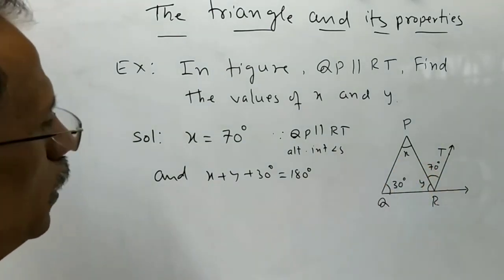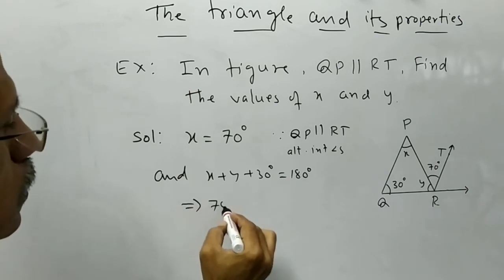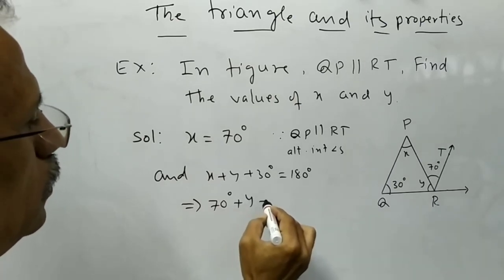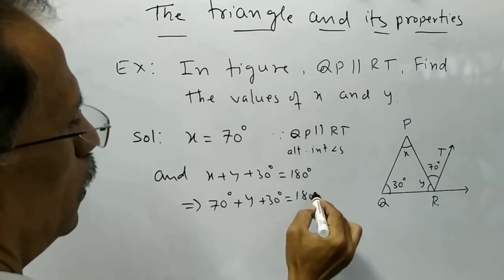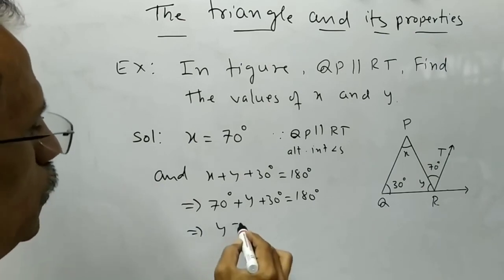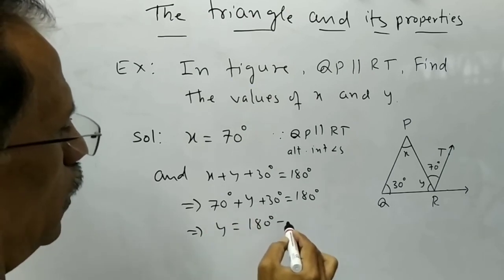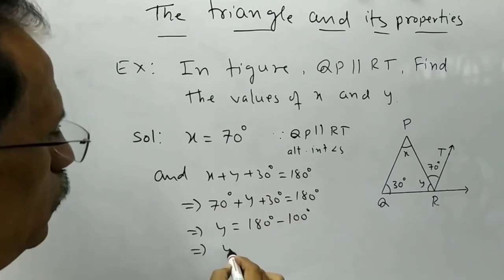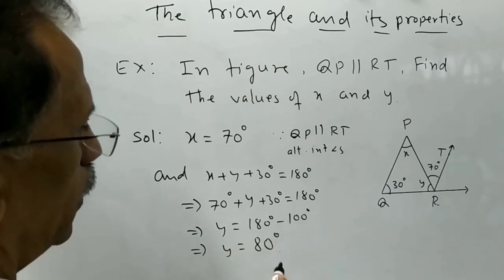X plus Y plus 30 degree is equal to 180 degree. This implies 70 degree plus Y plus 30 degree is equal to 180 degree, implies Y is equal to 180 degree minus 100 degree, implies Y is equal to 80 degree.